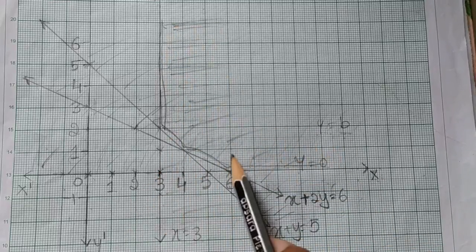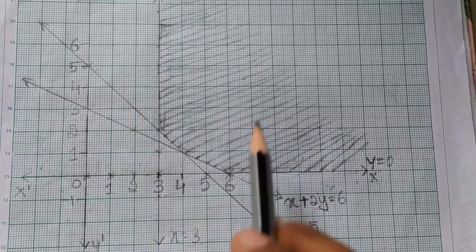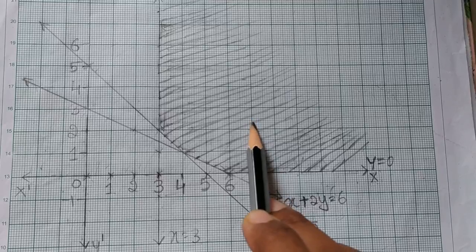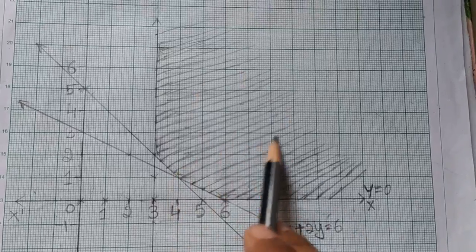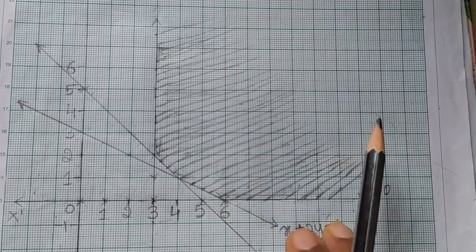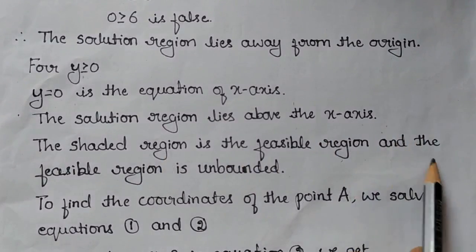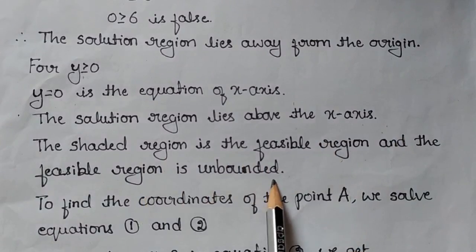I'll shade the feasible region and rub the remaining shaded region. This shaded region is the feasible region, and observe here, this is unbounded. It is not closed. So we write the shaded region is the feasible region and the feasible region is unbounded.